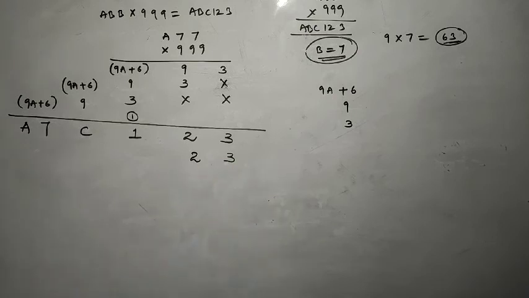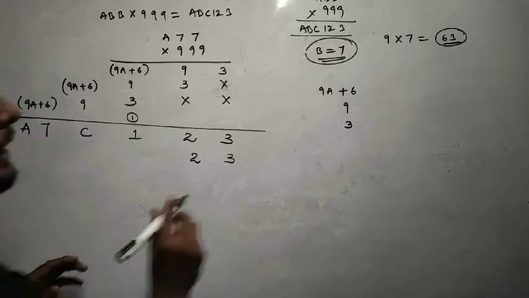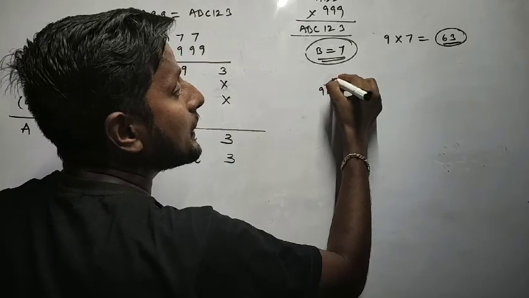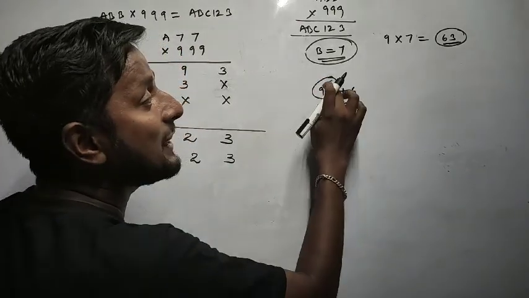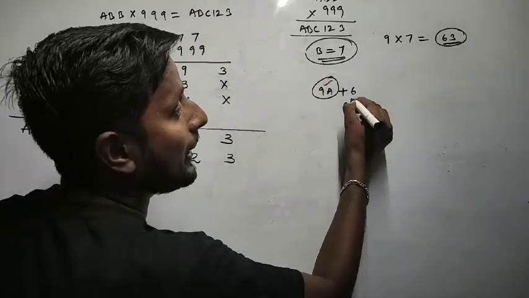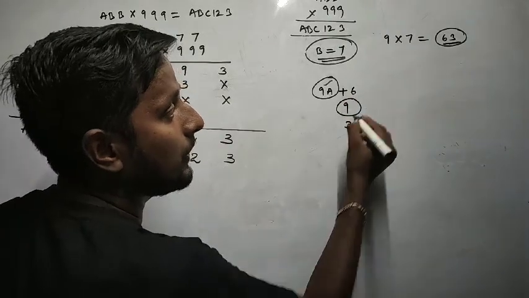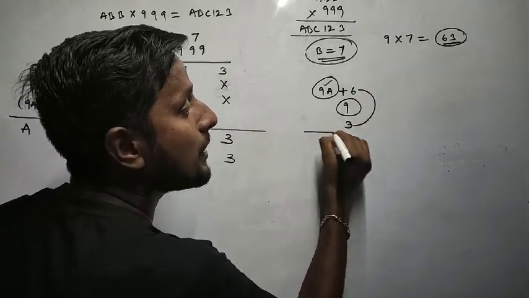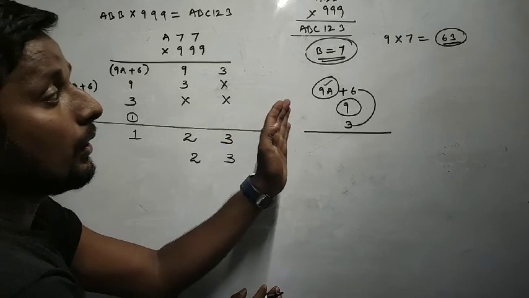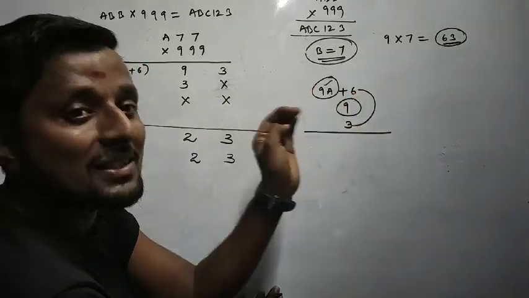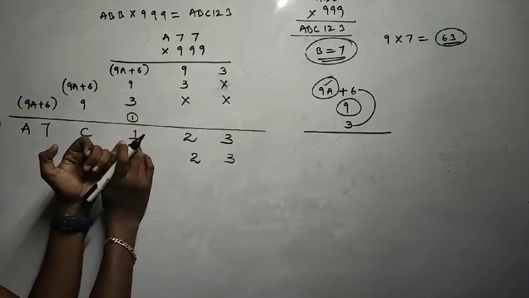So what I want to say. 9a is nothing but a multiple of 9. That means it comes in the 9 table. 9 also comes in the 9 table. 6 plus 3, 9, also comes in the 9 table. That means the sum of all of them must come in the 9 table and it ends with 1.